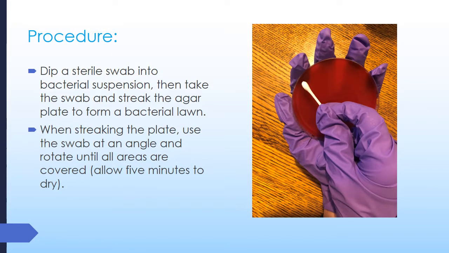First, dip a sterile swab into bacterial suspension. Then take the swab and streak the agar plate to form a bacterial lawn. When streaking the plate, use the swab at an angle and rotate until all areas are covered. You should allow up to 5 minutes to dry.